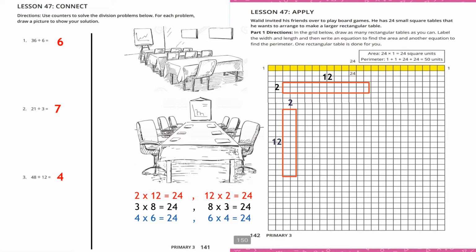The next one, 3 times 8. So we will have 3 rows and 8 columns. Here we will switch them: 8 rows and 3 columns like this. 3 times 8 or 8 times 3. 3 rows times 8 columns and 8 rows times 3 columns. The last one, 4 times 6 and 6 times 4. So 4 rows times 6 columns and 6 rows times 4 columns.